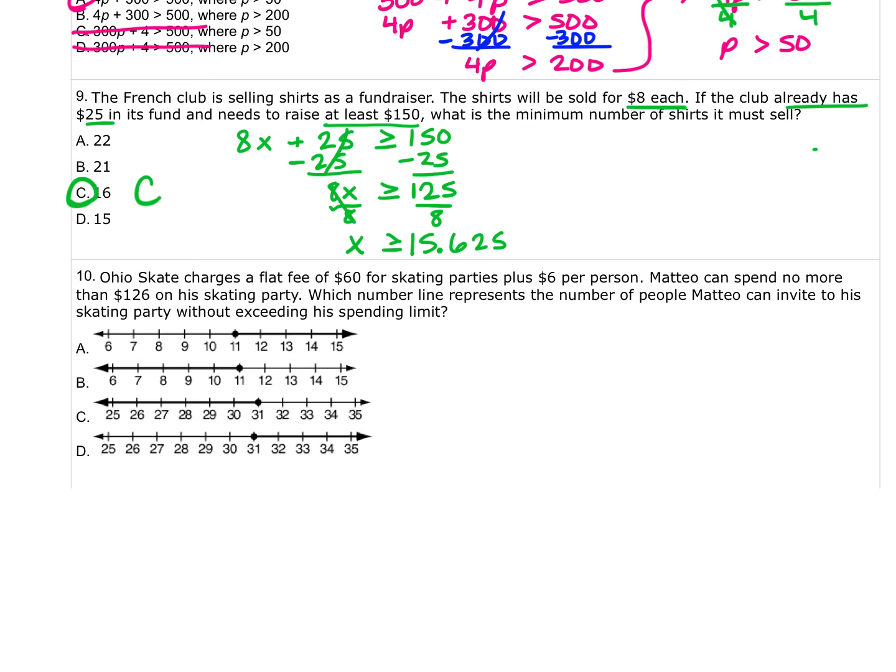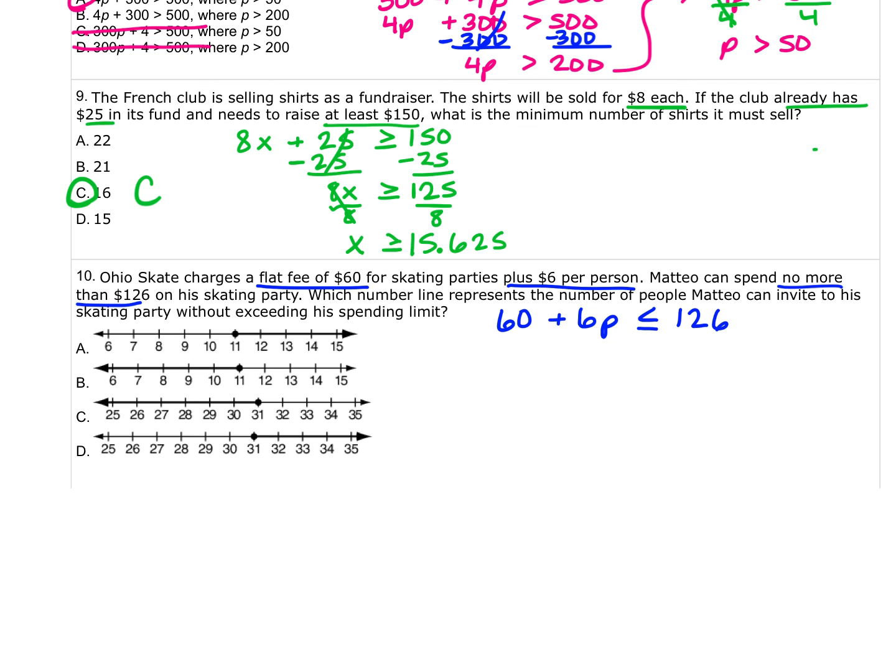Our last one, number 10. Ohio State charges a flat fee of $60 for skating parties plus $6 per person. Mateo can spend no more than $126. Which number line represents the number of people Mateo can invite to a skating party without exceeding his spending limit? So there's a fee of $60 plus $6 per person, and he can spend no more than 126, which means not more than. He can spend less than or equal to $126.